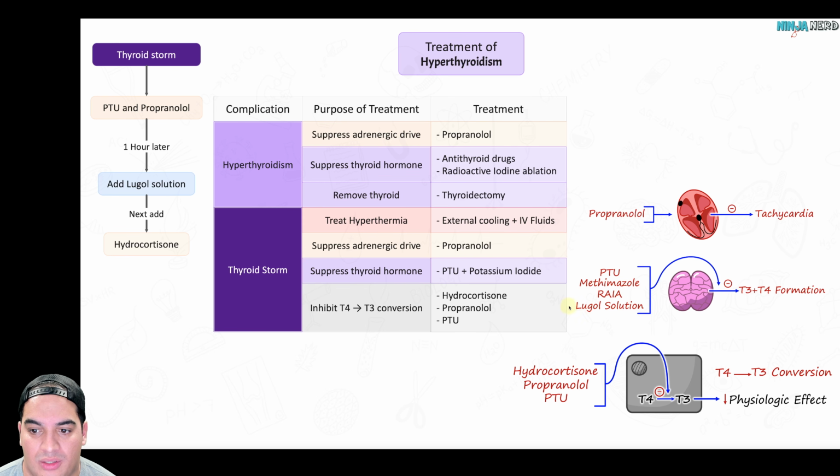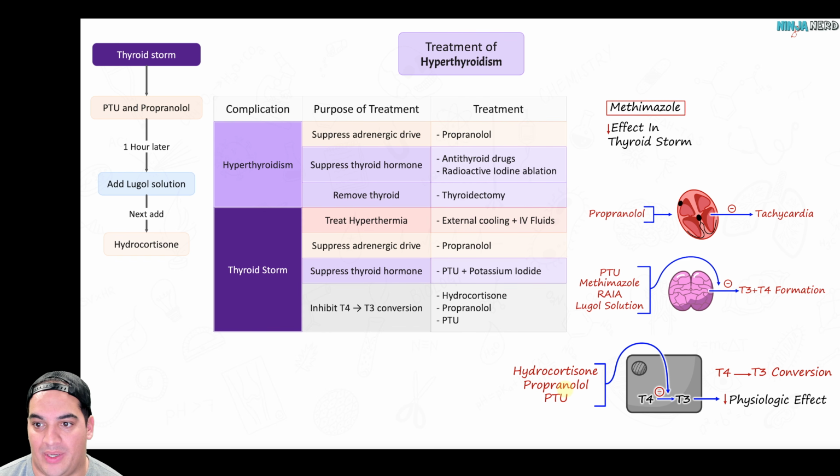Then give them Lugol solution after you give them the PTU, because PTU will shut down the thyroid hormone production, and then the Lugol solution will not allow you to convert any of the thyroglobulin to thyroid hormone. Any thyroid hormone that's being released, unfortunately, can be suppressed from being converted into the active form by hydrocortisone. And you also get the added benefit that you've already started these patients on propranolol and PTU, which also inhibit that conversion. You're shutting down multiple pathways for thyroid hormone, and that's the benefit of using this in thyroid storm.